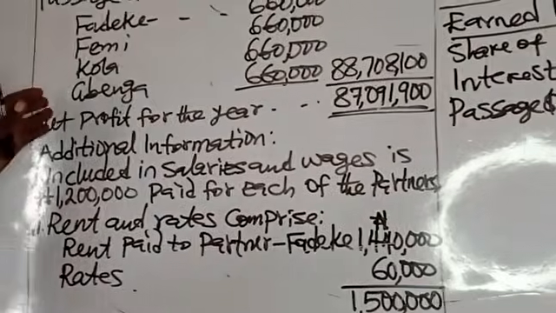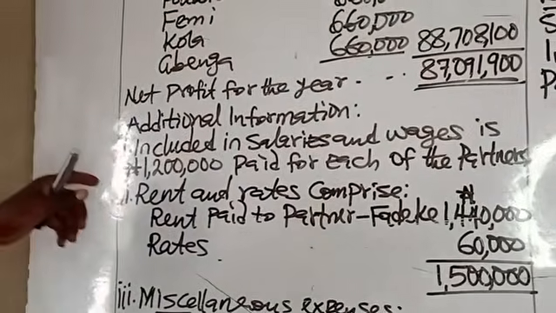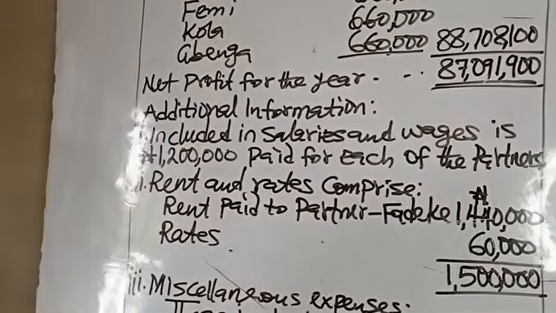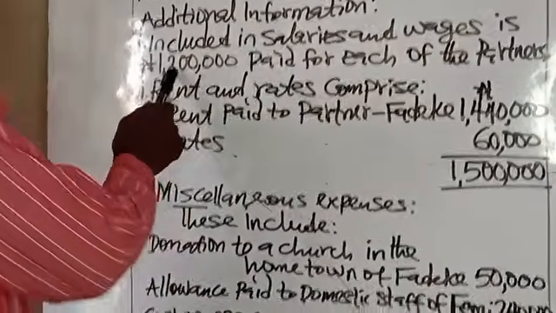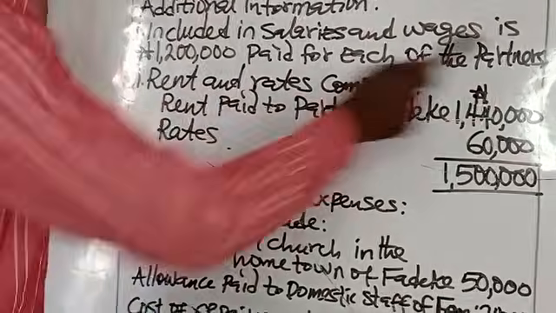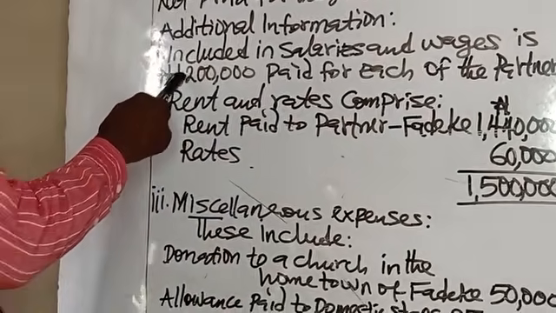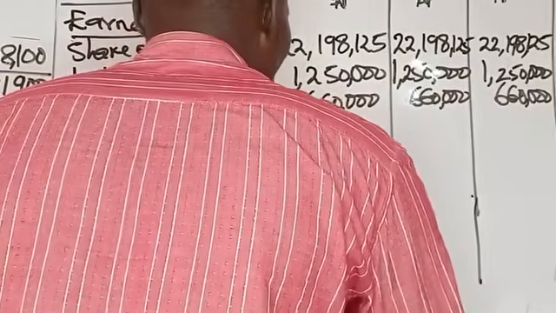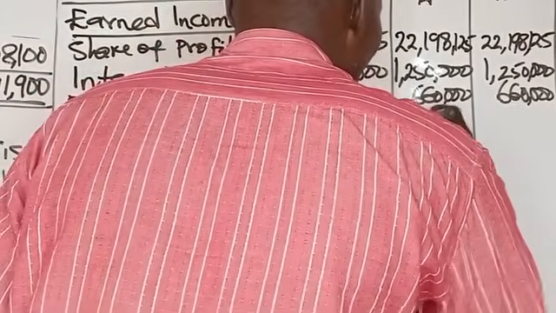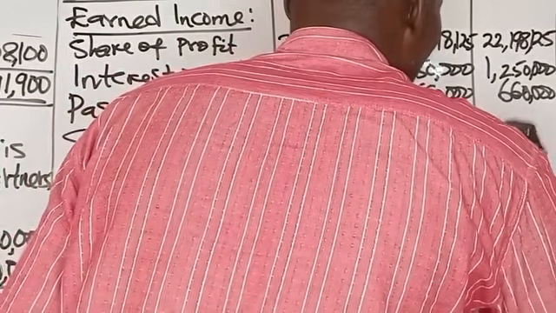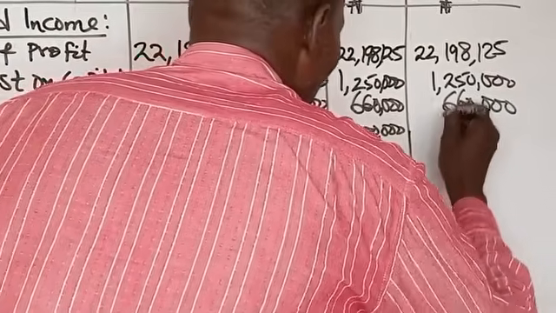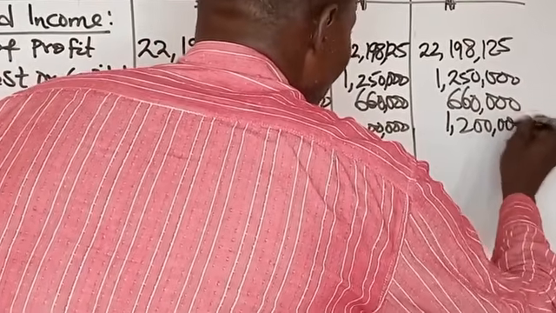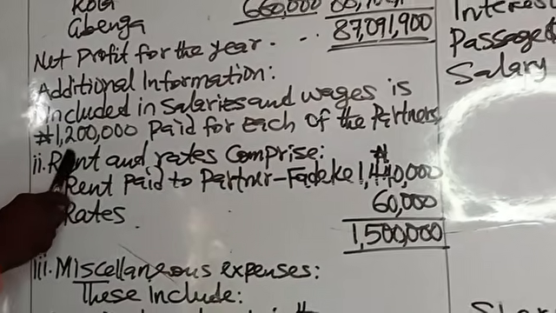Then we have the net profit. Let's go through the footnote. Additional information. Included in salaries and wages is 1.2 million paid for each of the partners. This is salary paid to the partners. That is their remuneration. Each receives a salary of 1.2 million naira.